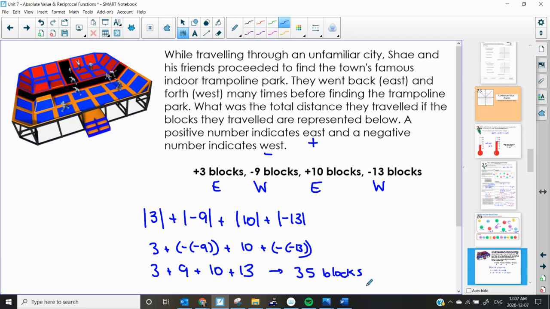All right, guys, this is just a brief introduction to absolute value. You're going to be working with some absolute value expressions. In the next couple days, we're going to start looking at absolute value functions, both linear and quadratic, and then we'll get into piecewise functions, and we'll finish off the unit with absolute value equations.